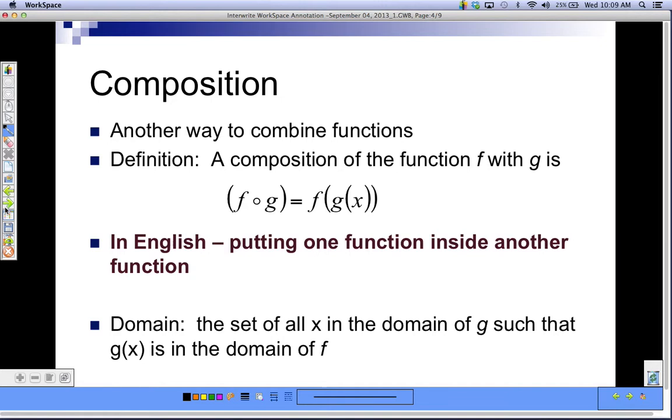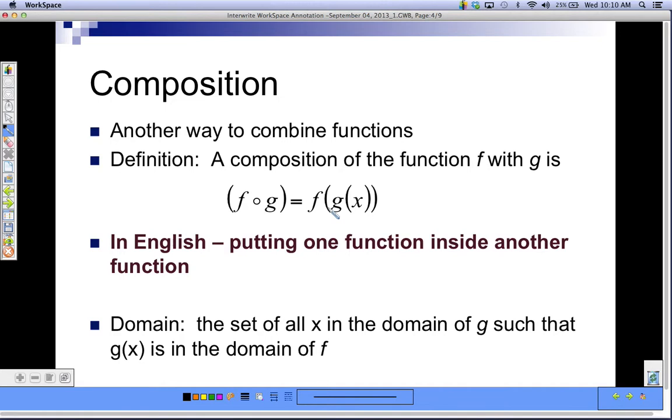A composition of functions is just another way to combine our functions. So the definition is a composition of a function f with g is, we read this, f of g. And that is equal to taking function f and putting function g into function f. So, like it says there in English, we're putting one function inside of another. This is called a composition.